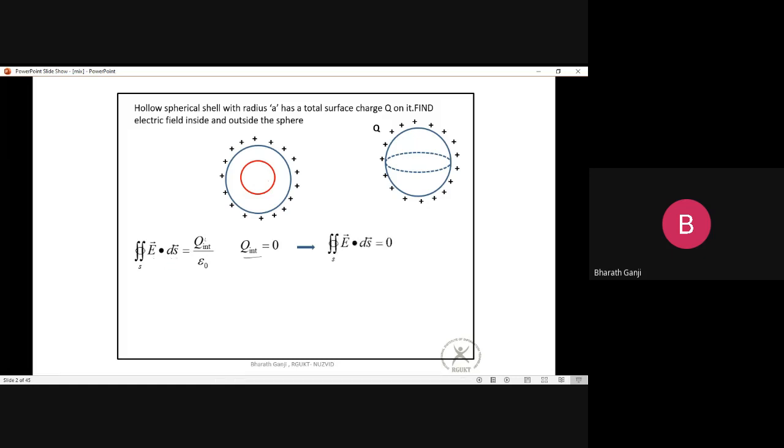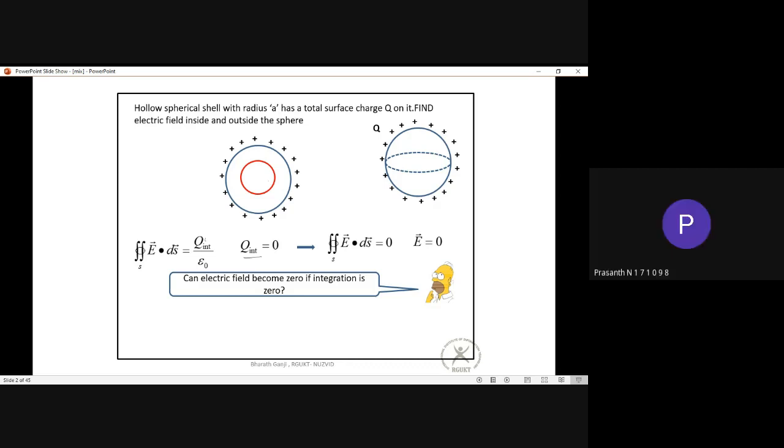But my question is, if the surface integral is zero, does this mean the electric field should become zero? If an integral becomes zero, can the electric field also become zero? No sir, there is an electric field, but the net electric field is zero.